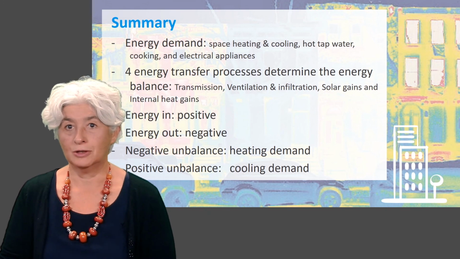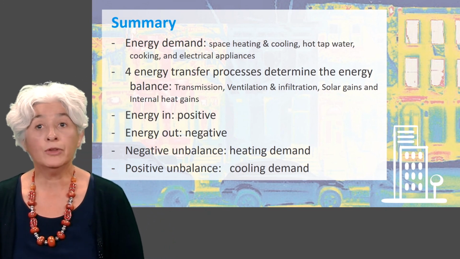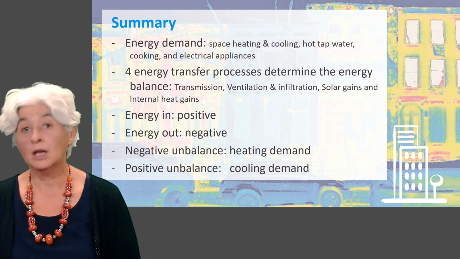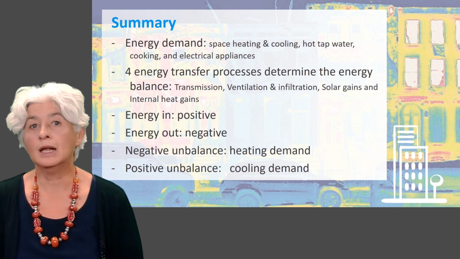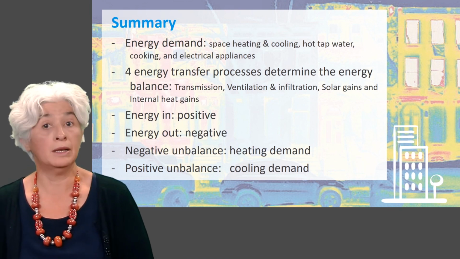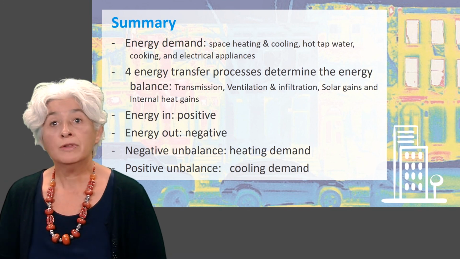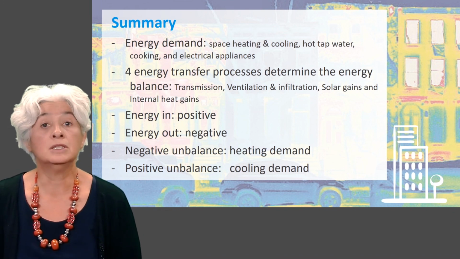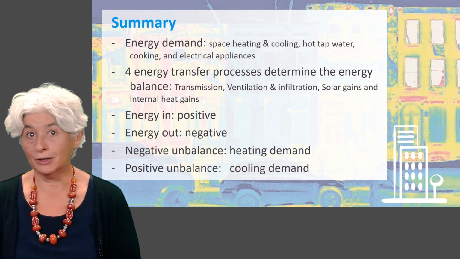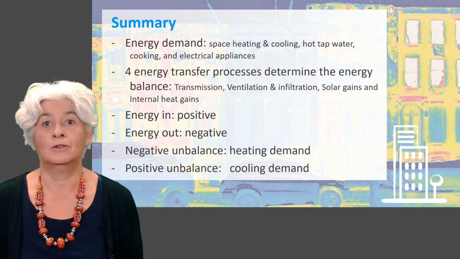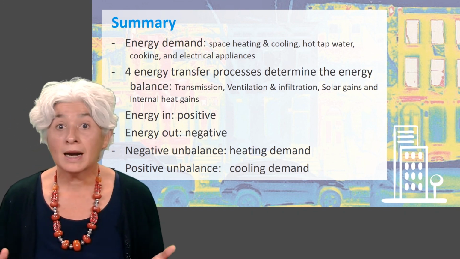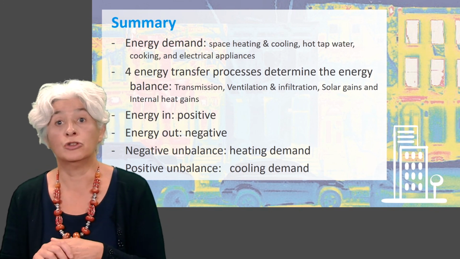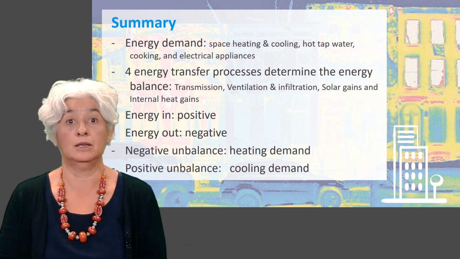To summarize this lecture, you know now that the energy demand consists of space heating and cooling, hot tap water, cooking and electrical appliances. Of them, only space heating and cooling, lighting and to some extent pumping are building dependent. You also know that there are four energy transfer processes determining the energy balance, and these are transmission, ventilation and infiltration, solar gains and internal heat gains. You are now aware of the habit to count energy coming into a building as positive and energy flowing out of the building as negative.